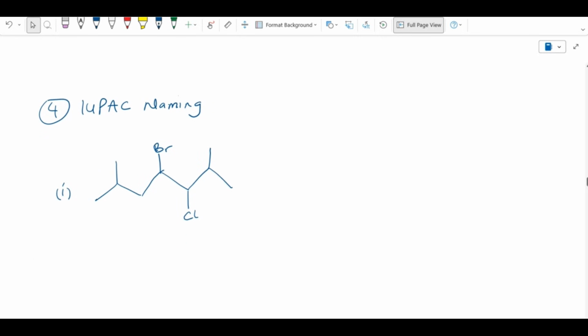The next question is on IUPAC naming. So we've been asked to name this particular compound. Now, to name this compound, the first thing you want to do is to determine the main chain. And this is based on the number of carbons. So here we have 1, 2, 3, 4, 5, 6, 7. Since there are 7 carbons and that's the longest, the name of this main chain is going to be heptane. Next is to number the main chain.